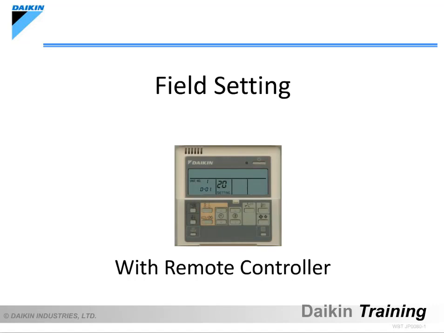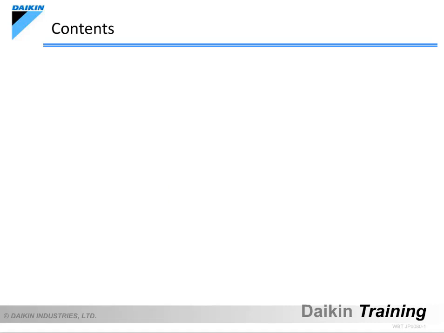There are generally three ways to conduct field setting for a VRV system: using the dip switches on the outdoor unit PCB, the push-button switches, and the remote controller connected to the indoor unit. In this course, we will learn about field setting on the wired remote controller connected to the indoor unit. We will be learning the following in this course.